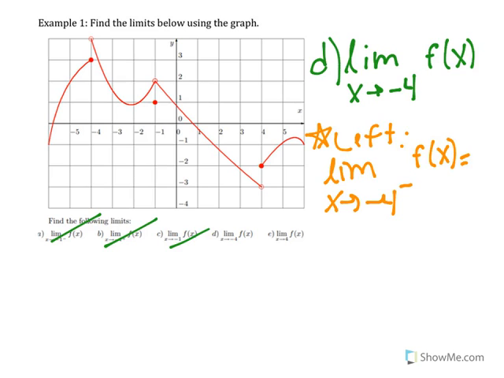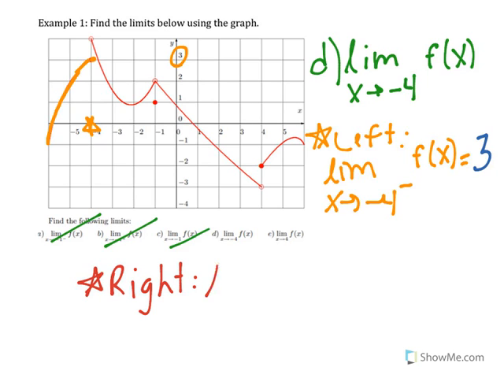-4 from the left, so x equals -4, here it is. I'm going to trace my function that's going towards x equals -4. When I get to x equals -4, what y value am I going to? And if you notice, my y value is 3. So my answer for this one is going to be 3. Your answer is always a y value. Next, I'm going to find my right limit. Whenever they just ask you for a general limit now, you need to find the left and the right.